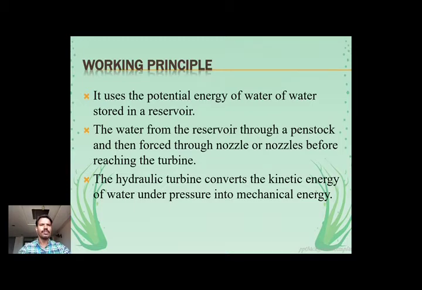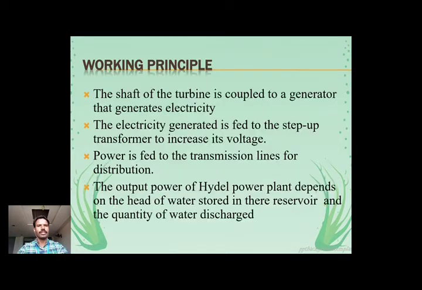The nozzle is placed before the turbine. The hydraulic turbine converts the kinetic energy of water under pressure into mechanical energy. The shaft rotates and the generator produces electricity. The electricity is stepped up with the help of a transformer to increase the voltage. Power is fed to the transmission line for distribution.